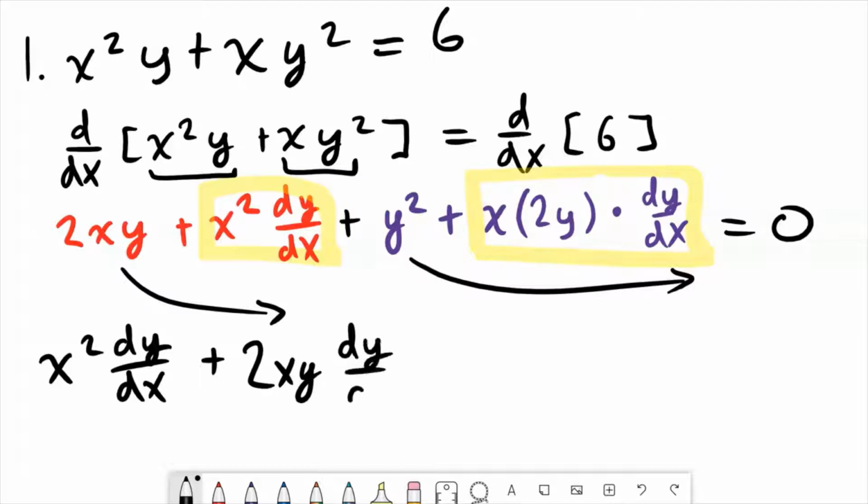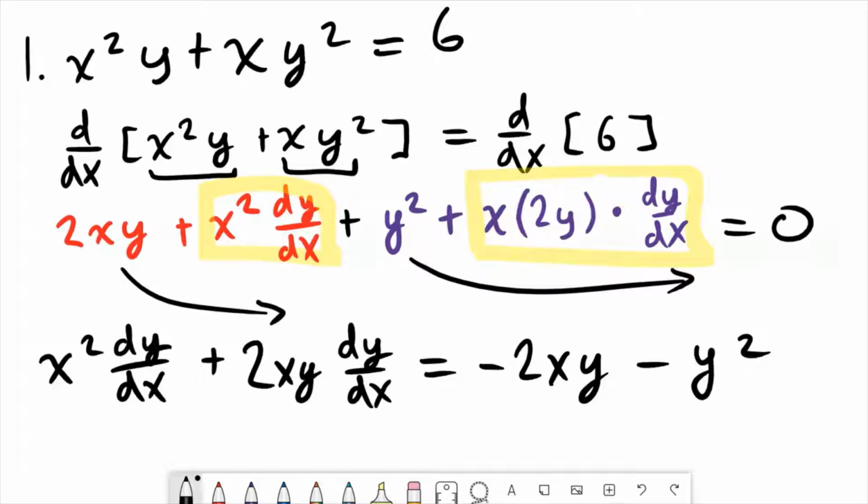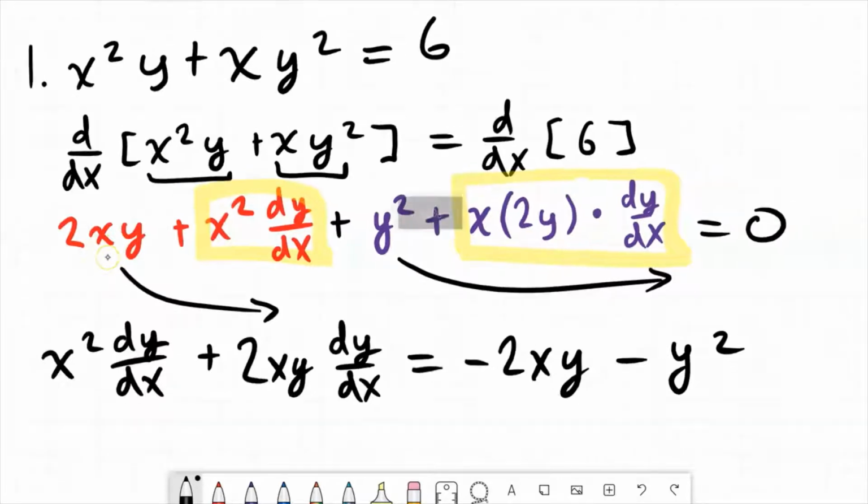dy dx. And then what do we bring on the other side? We bring minus 2xy, right? I subtracted it from both sides, and then subtract y squared. Usually I also like to box what has dy dx so I don't lose track of where they are. So I know which ones I have to bring to the right side and what I have to keep. So moving on, let's see if I can scroll out just a little bit.